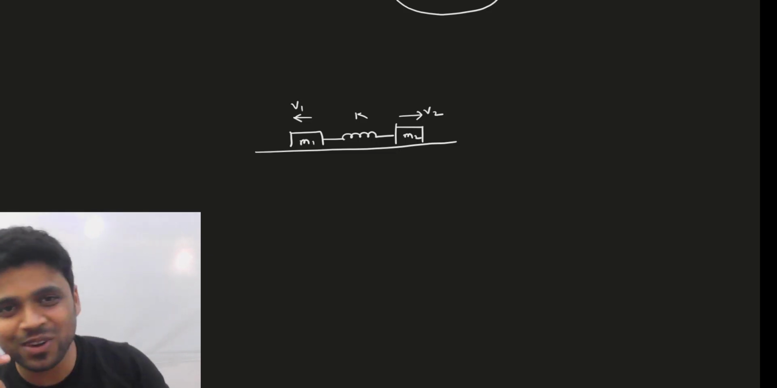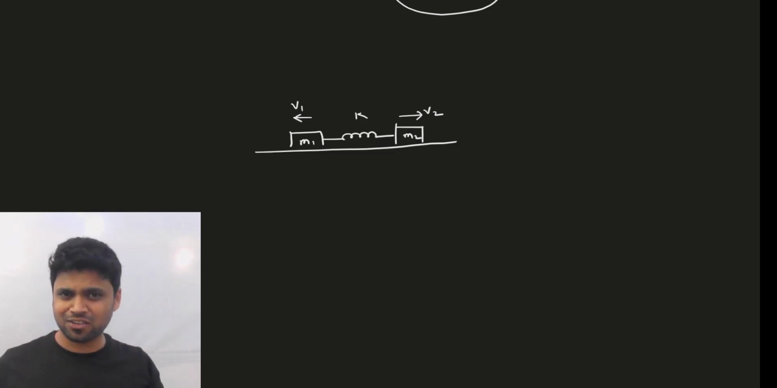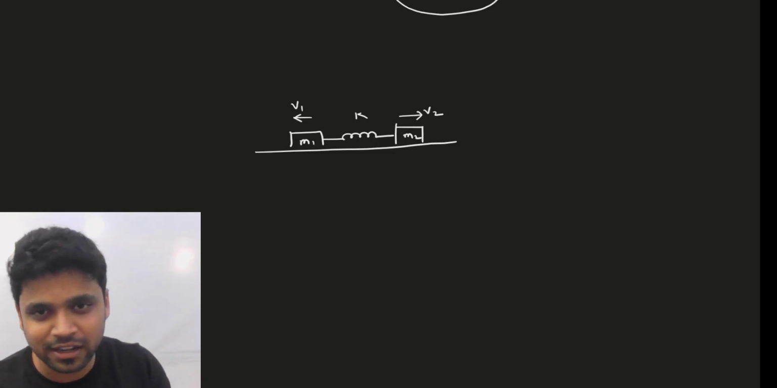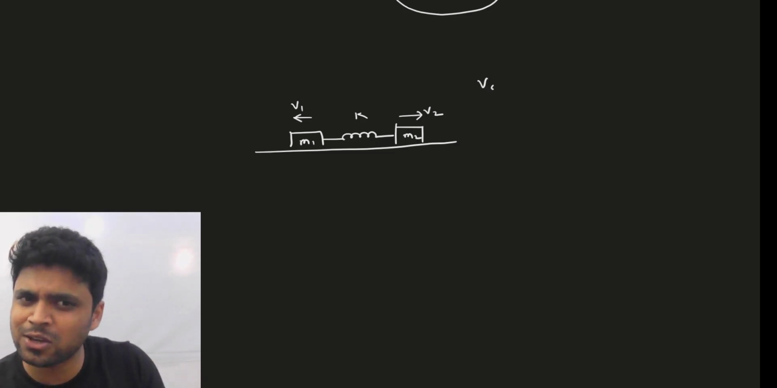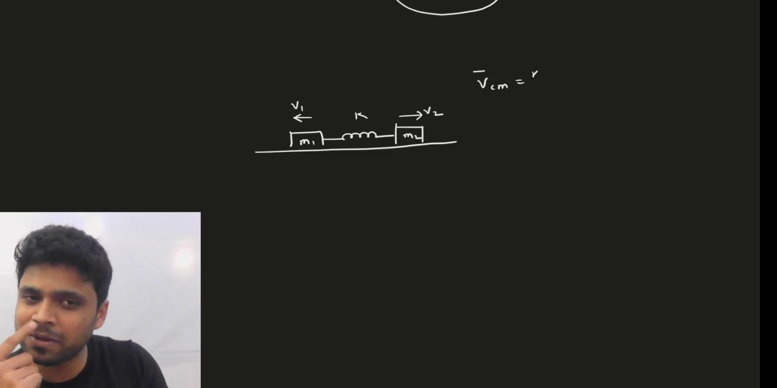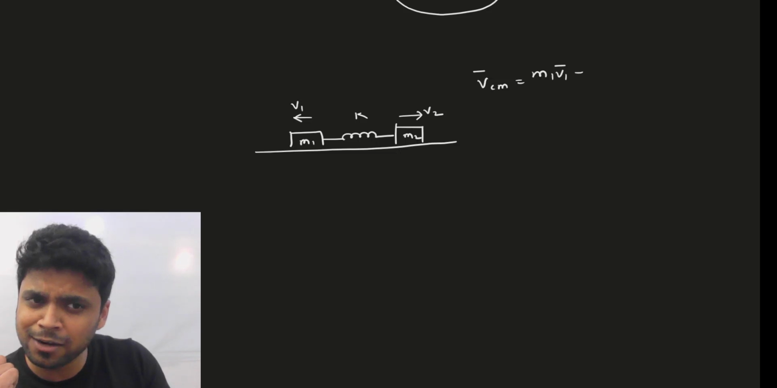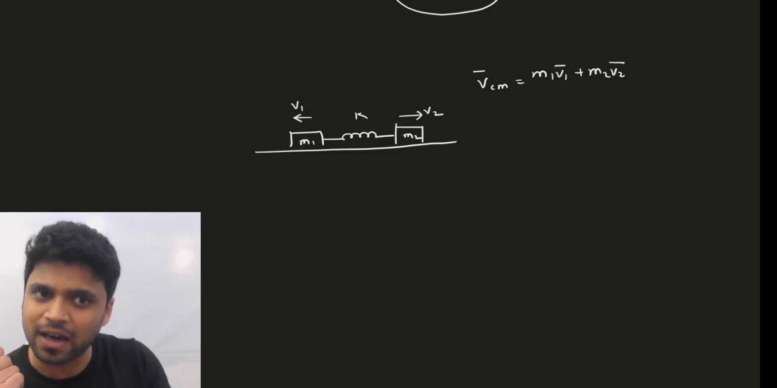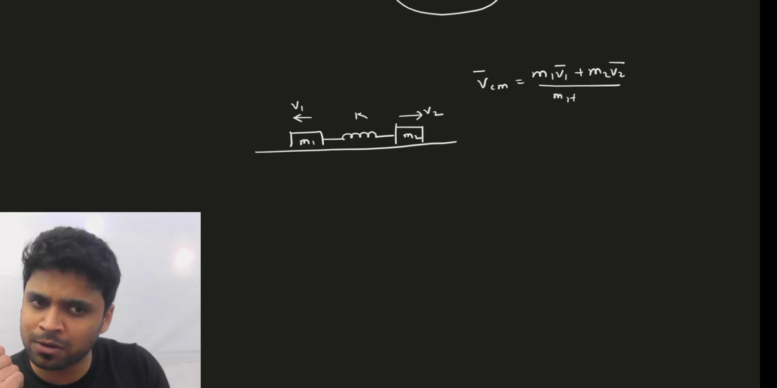Perfect. So Sergi, for that we will be needing the speed of the center of mass, right? So how would we be calculating that? I'll simply write velocity of center of mass. It's going to be m1 times v1 bar plus m2 times v2 bar divided by m1 plus m2.